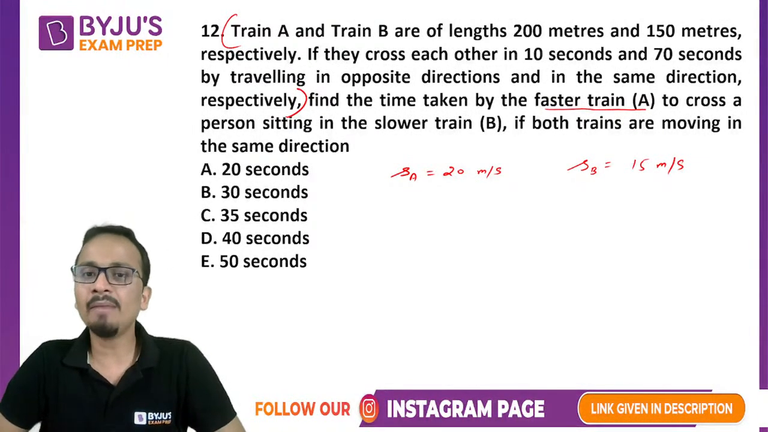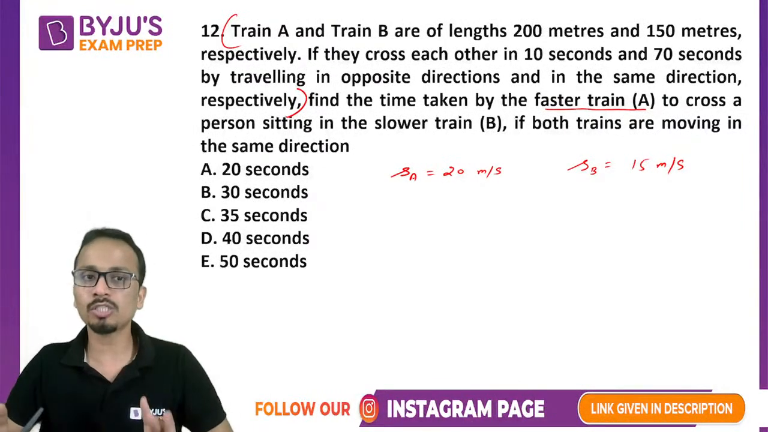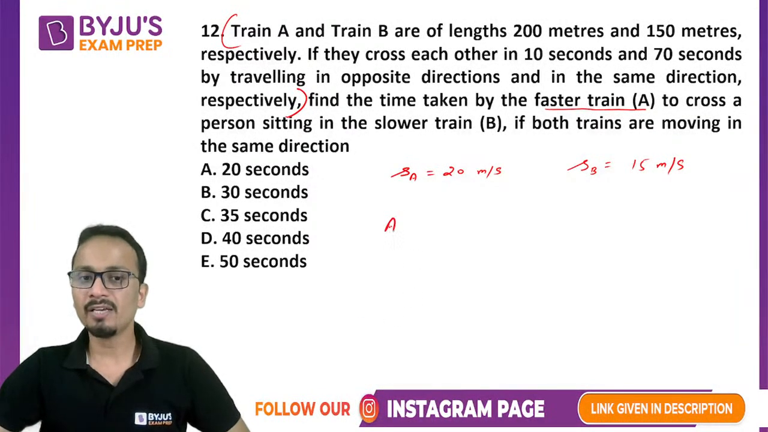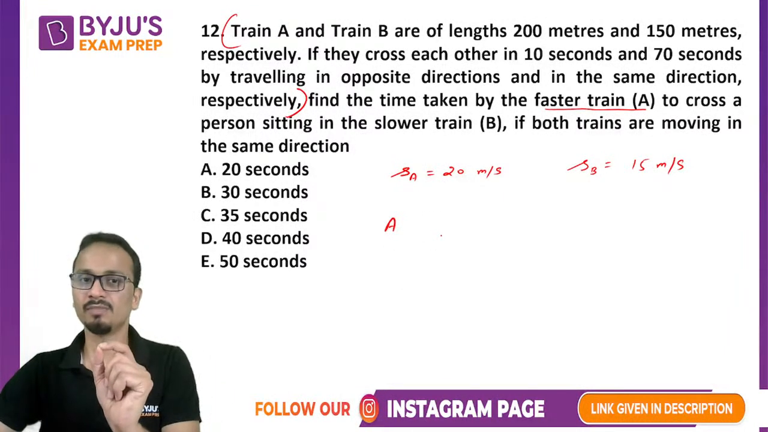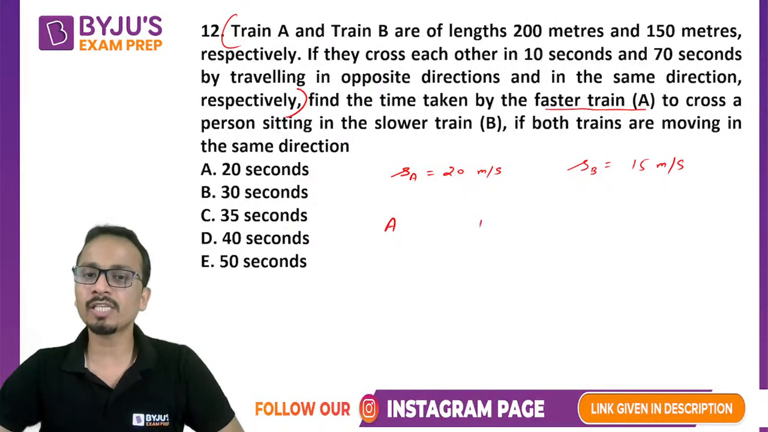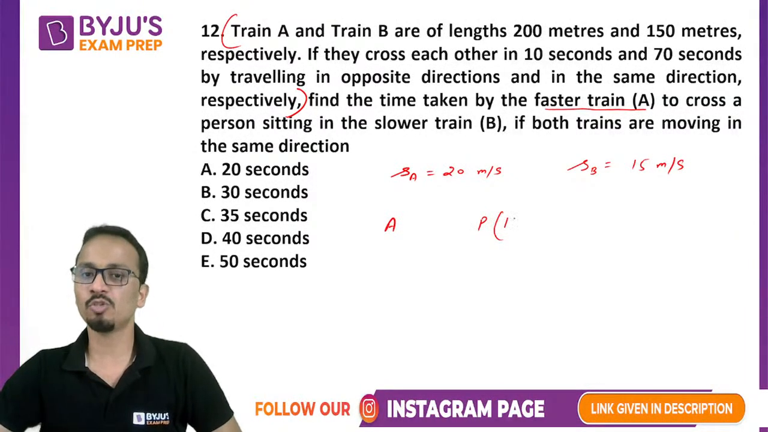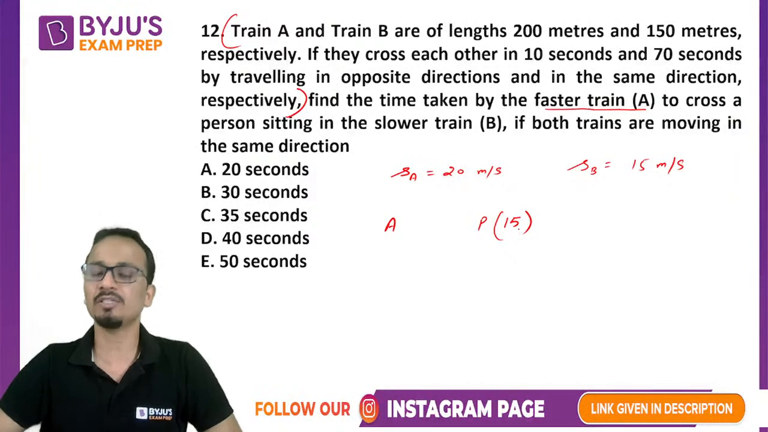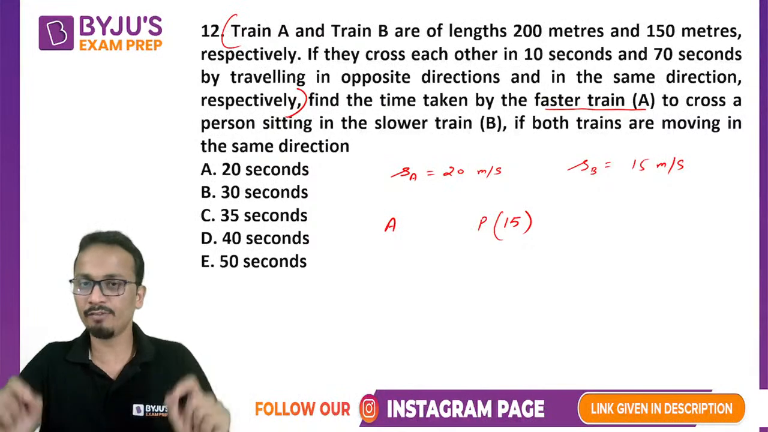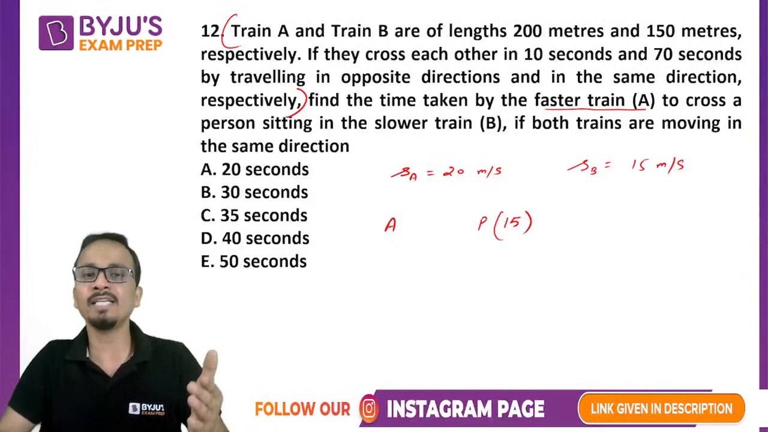We have to find the time taken by the faster train to cross a person who is sitting in the slower train. So train A will be crossing a person who is traveling at the speed of the slower train. So the person is traveling at a speed of 15 meters per second. We will not be considering the length of the slower train. Careful.